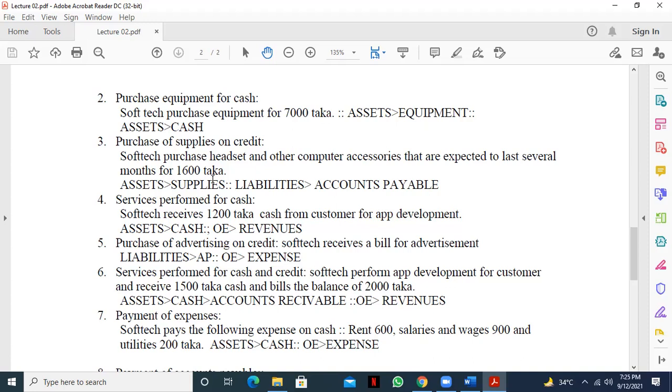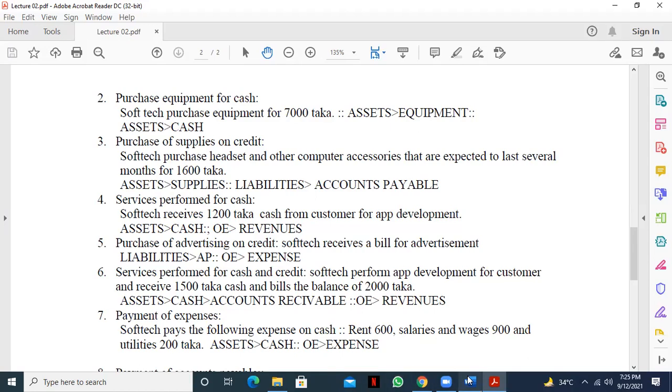So see the question. ShopTech received 1200 taka cash from a customer for app development. So 1200 taka cash will increase, and also we'll write 1200 taka on the owner's equity revenue column.